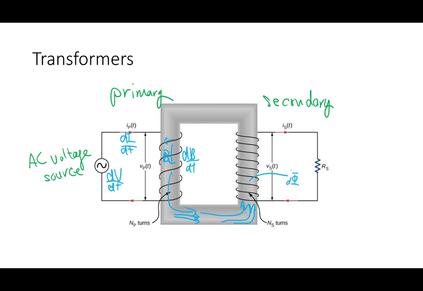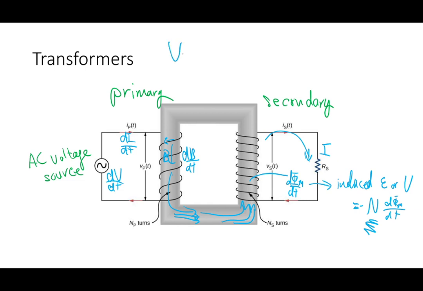So now you have a changing magnetic flux, which then gives you some kind of induced EMF or voltage, which then goes to power your resistor, your load, or whatever device you have. But because the amount of EMF or voltage you get directly depends on the number of loops you have, the voltage here is related as such.